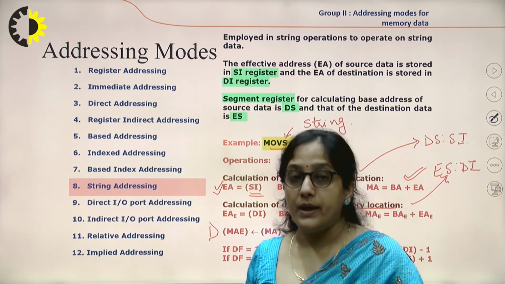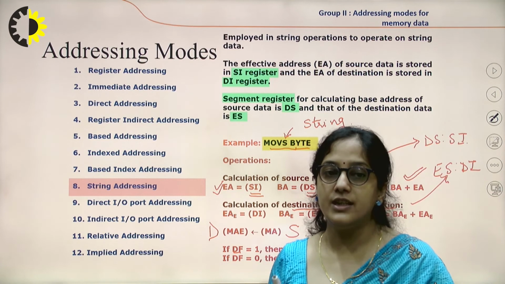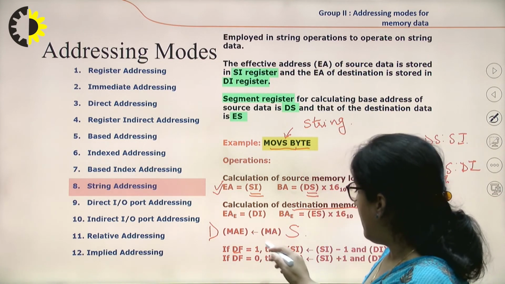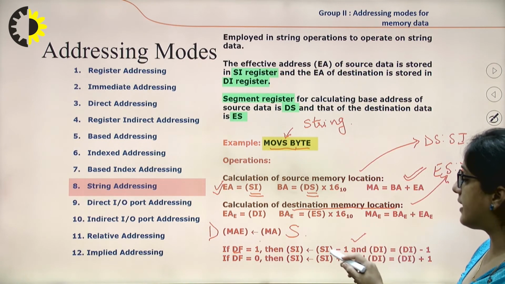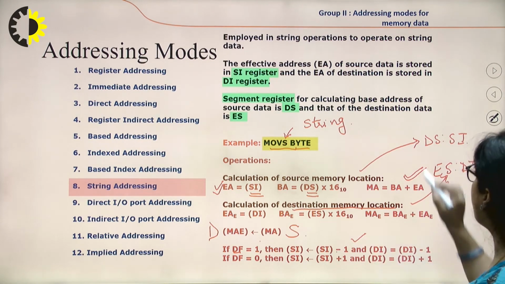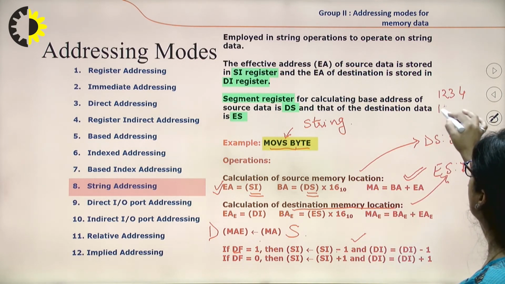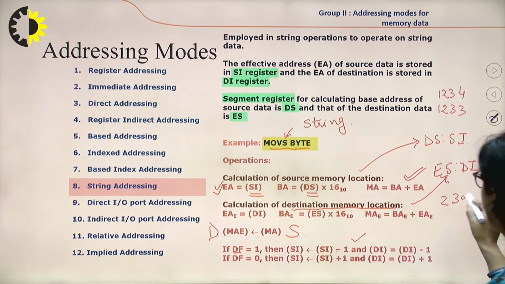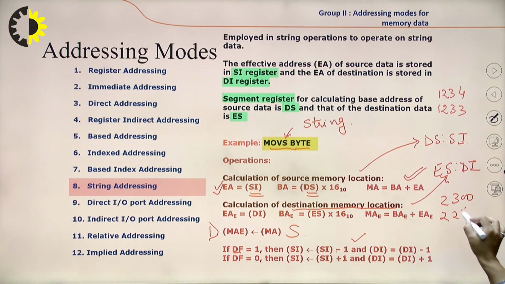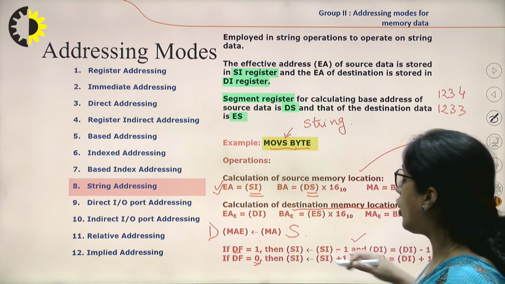Now depending on the direction flag, a flag available in the flag register, that is DF. If this flag is 1, it indicates that auto decrementation will take place. Decrementation means the content of SI will be decremented. For example, if SI is 1234, the next location will be 1233. And similarly, if DI is 2300, then the next location will be 22FF. Decremented, so auto decrement mode. If DF is 0, then it is in auto increment mode.